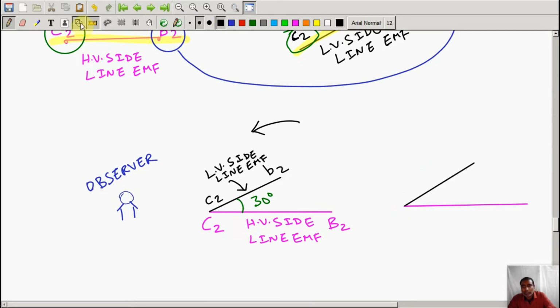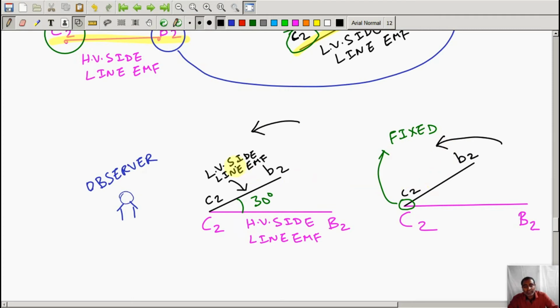What is this one? This one is your small c2 b2, and this is your capital C2 B2. So this point is fixed. This point is fixed, and with this point fixed, the entire thing is rotating like this.